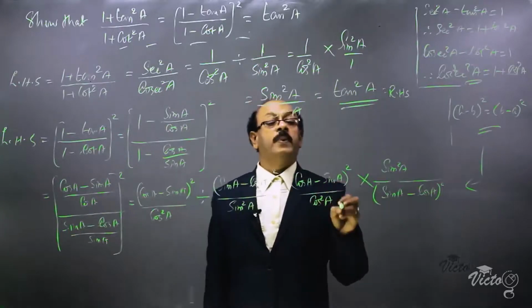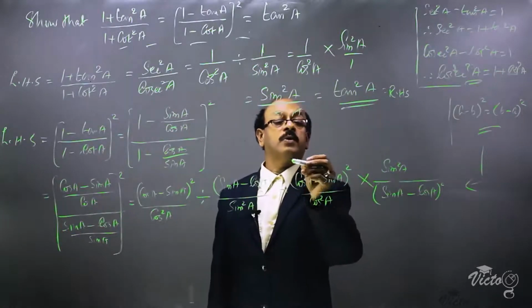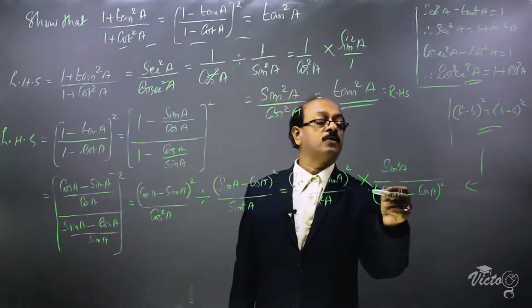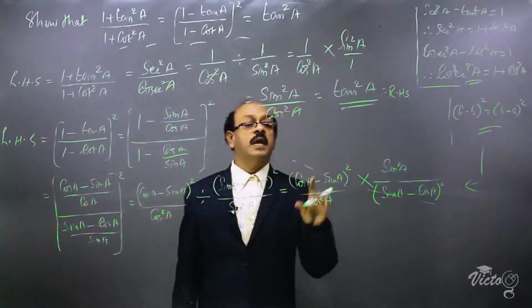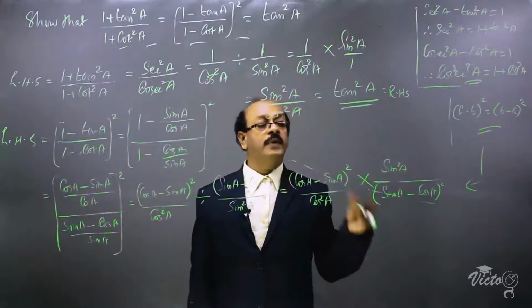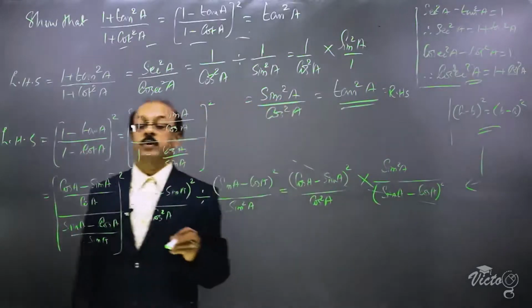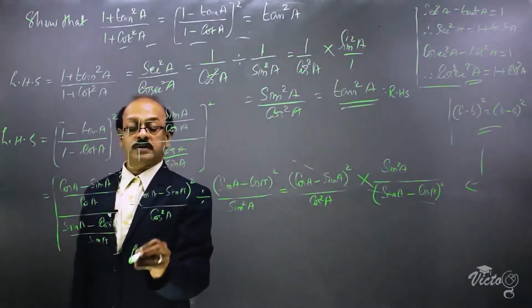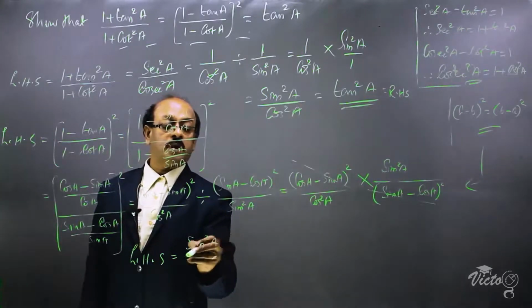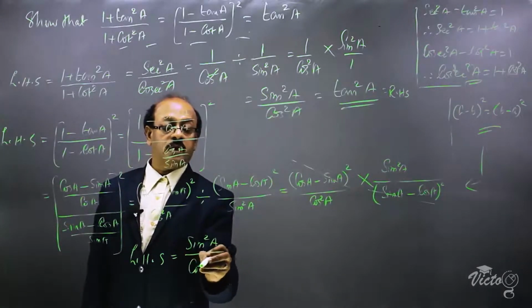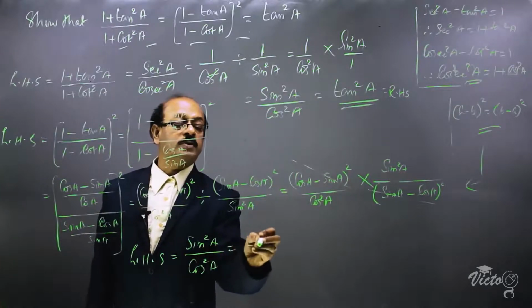Now, simply, (cos A minus sin A), the whole square, and (sin A minus cos A), the whole square, get cancelled because they are same. Both the terms are equal. The remaining terms are sin square A by cos square A. LHS is equal to sin square A by cos square A, which is equal to tan square A.